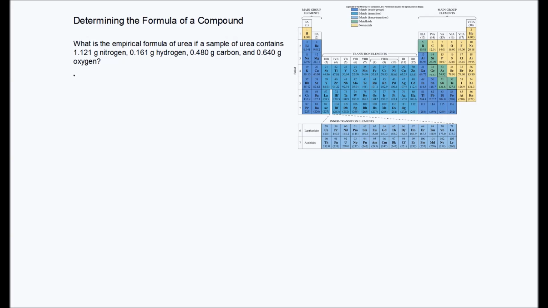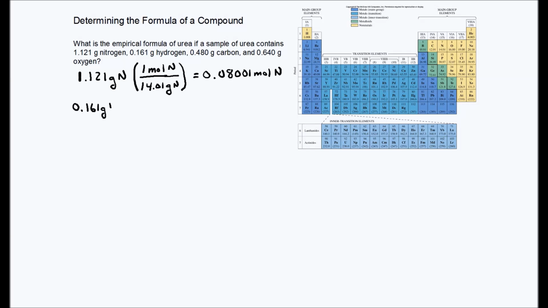So let's take the first element, nitrogen. I have 1.121 grams nitrogen. To convert to moles, 1 mole of nitrogen, according to the periodic table here, has 14.01 grams nitrogen. So doing this math, 1.121 divided by 14.01, I see that what I have in this case for nitrogen is 0.08001 moles of nitrogen.